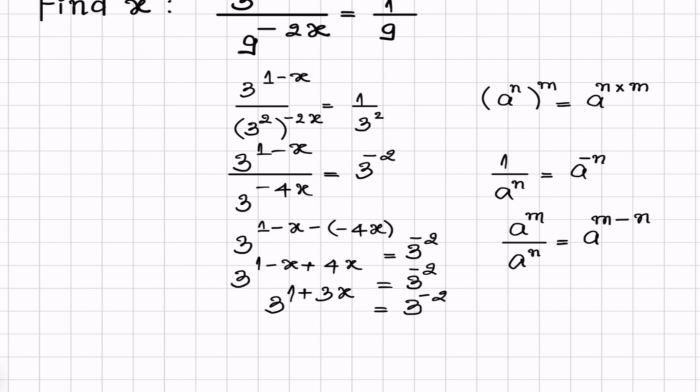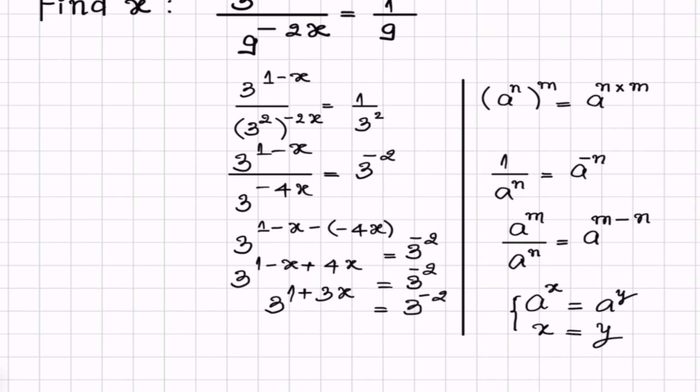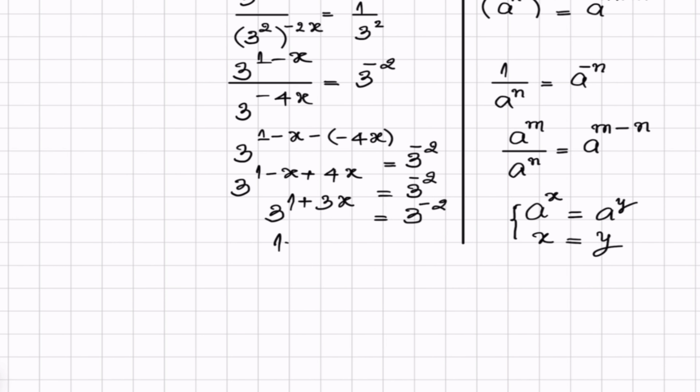Okay, so when we have a raised to the power x equal to a raised to the power of y, so when we have the same base, we can cancel the base and we will get x equal to y. All right, so then now we will get 1 plus 3x equal to minus 2.